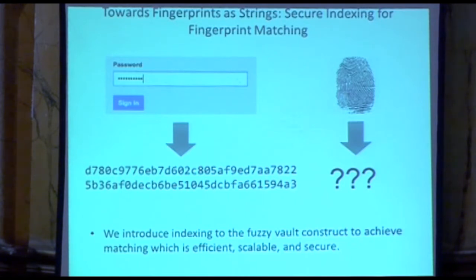We also give a security analysis of the fuzzy vault structure concept, which is computationally based as opposed to entropy based or attack based. Thank you.